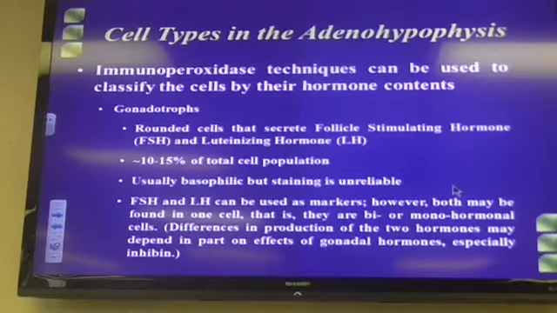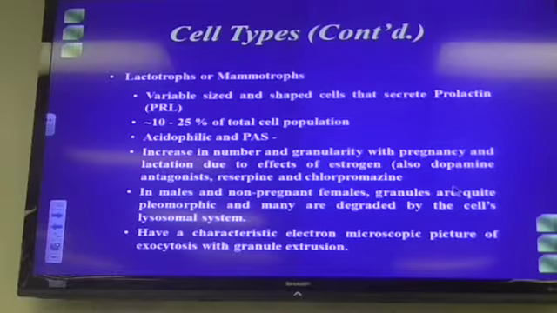Lactotropes or mammotropes, they're used synonymously. They're variable size cells and they secrete prolactin. So what's prolactin do? Causes milk letdown, this type of thing. Now remember, the prolactin inhibiting hormone was what was secreted by the hypothalamus.